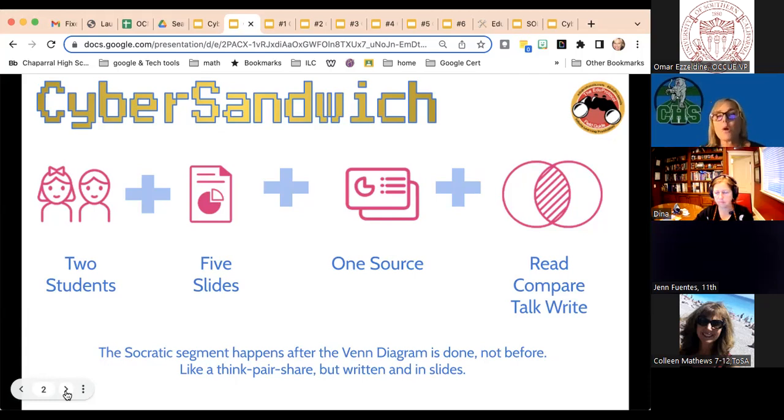Then I give them one source. I like to use Cyber Sandwich for word problems in math. So the source is going to be a word problem. And then the students are going to get a chance to read the word problem, think about it, and think about how they might begin solving it. Both students will do that individually on their own.